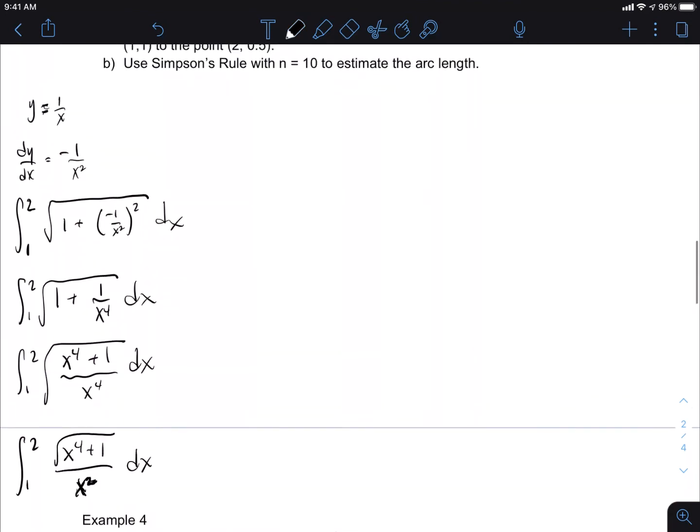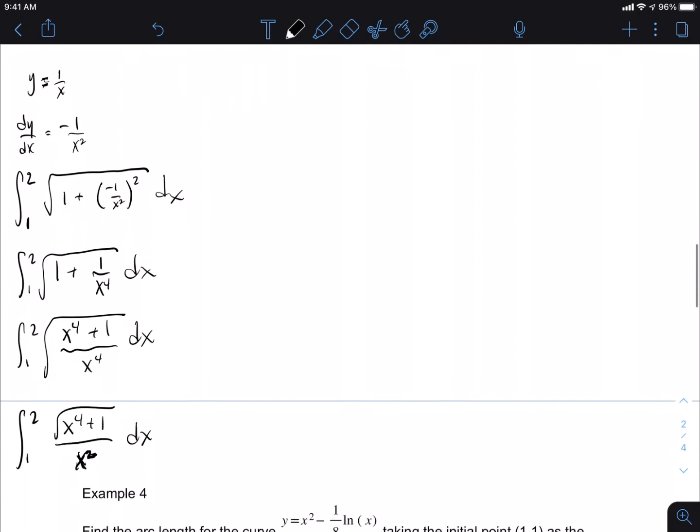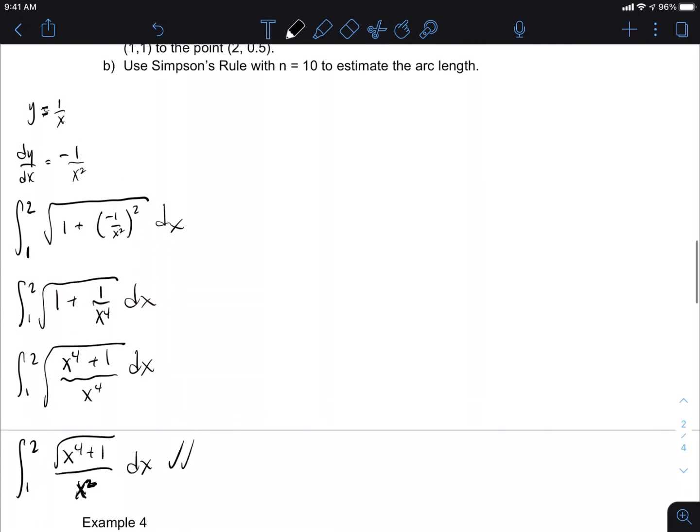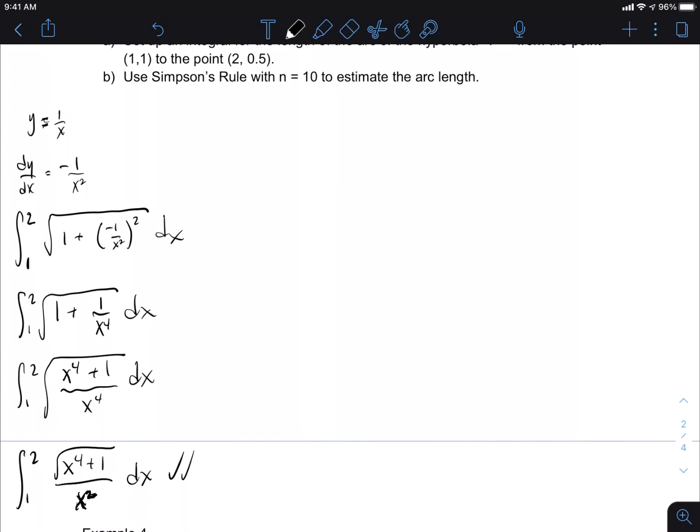Now, fortunately, in this example, it's not asking us to do it. It's just asking us to set it up, which we did right here. Now, it's asking us to use the Simpson rule to be able to find the arc length. Now, do you guys remember the Simpson rule? It's delta x over 3 times f of 1 and then 4, 2, 4, 2, 4, 2, 1, right?